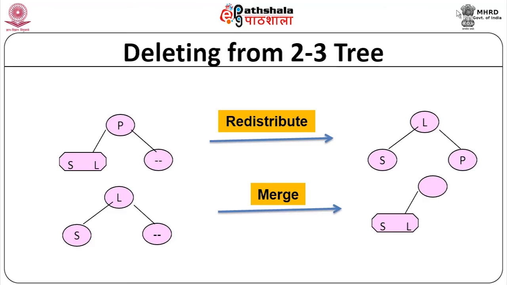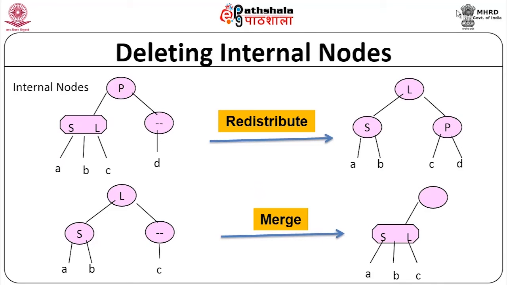So, you have redistribute and merge as two operations of deleting from a 2-3 tree. Internal node, this is as far as external node is concerned. In an internal node, for example, look at this: you have a parent and you have S, L, and a right with one child. Now, what happens, you have deleted the child, so that becomes empty. So, you redistribute it, make L the root, rotate it such that L becomes a root, S has now two children A B, L has P and P has two children C, the original child from the left, and then C D.